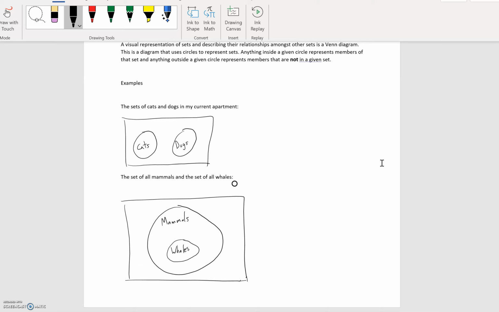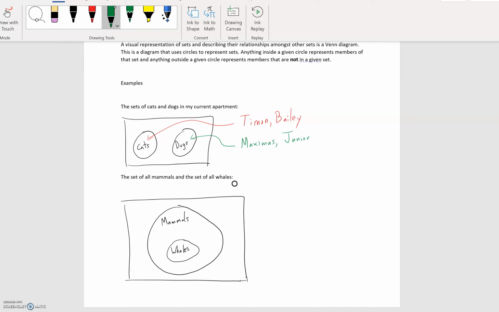So in a Venn diagram, you have a gigantic box, and you also have these sets, right? The circle here that says cats, all of the cats belong in that set. That would be the 2 cats in my current apartment, which would be Timon and also Bailey. And the set of dogs, this is the set of dogs in my current apartment, right? So this would contain Maximus and also Junior.